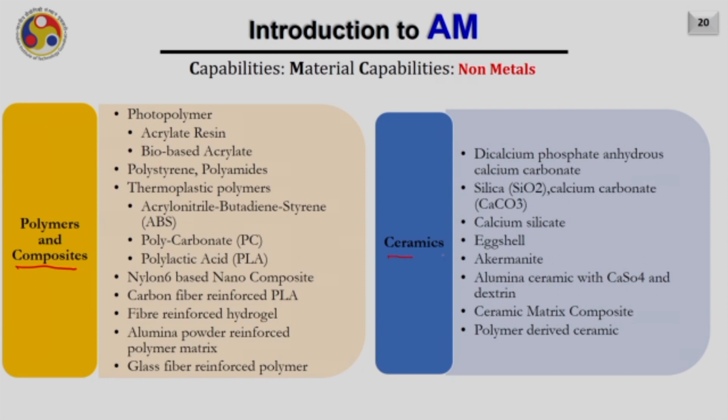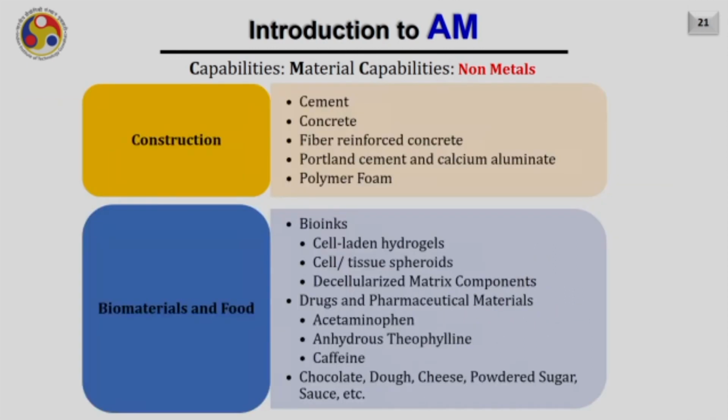Other than that, a lot of ceramic based materials have been tried on additive manufacturing processes, such as eggshell, alumina, ceramic matrix composite, polymer derived ceramics and all. Also, construction materials nowadays are very popular with additive manufacturing, such as cement, concrete, fiber reinforced concrete, Portland, etc. Also, biomaterials and food materials, such as bioink, drug and pharmaceutical materials, and food materials like chocolate, cheese, powdered sugar and all, you can print in an appropriate manner.